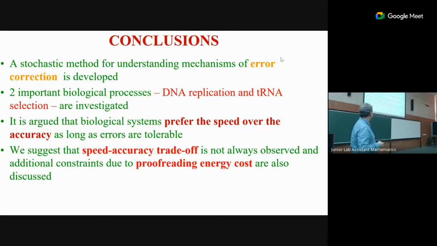as long as the errors are tolerable. We try to discuss what is tolerable. It's not clear, but I was trying to argue the rule of thumb that no more than one mutation per genome seems to be a reasonable rate of mutations for biological systems. And then we also argue that the speed-accuracy trade-off is not always necessarily observed.